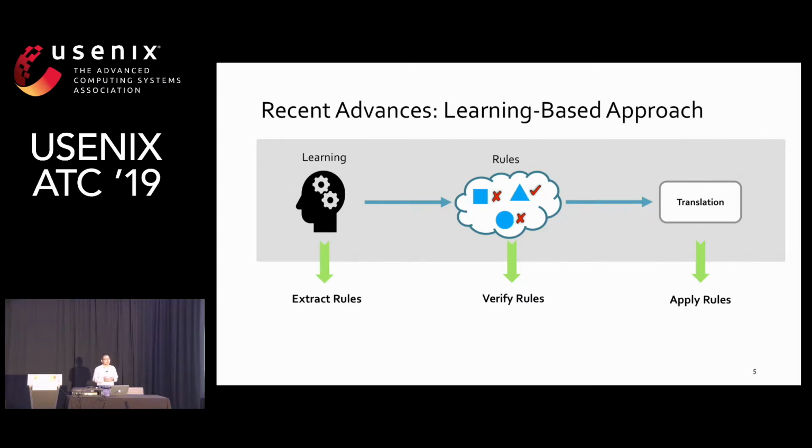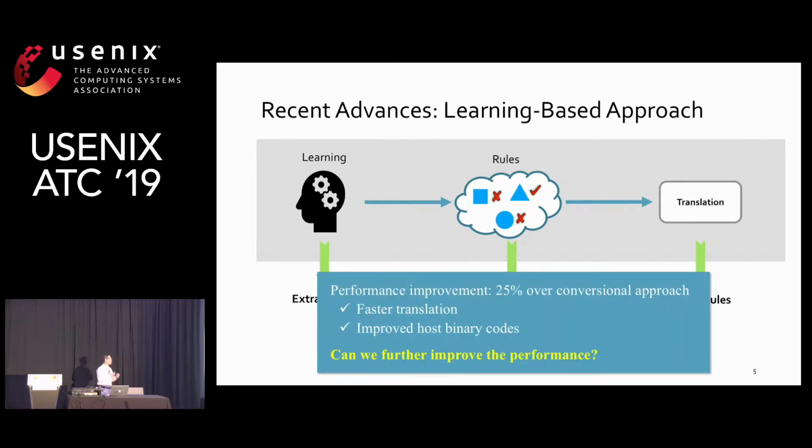Next, to guarantee the correctness of the learned translation rules, we need to verify them. To achieve this, we verify the semantic equivalence between the guest instructions and the host instructions in the learned translation rules. Non-equivalent translation rules are simply discarded. Finally, during the translation process, the learned translation rules can be applied to translate guest instructions into host instructions directly. With this learning-based approach, we already achieved 25% performance improvement compared to the existing IR-based translation approach.